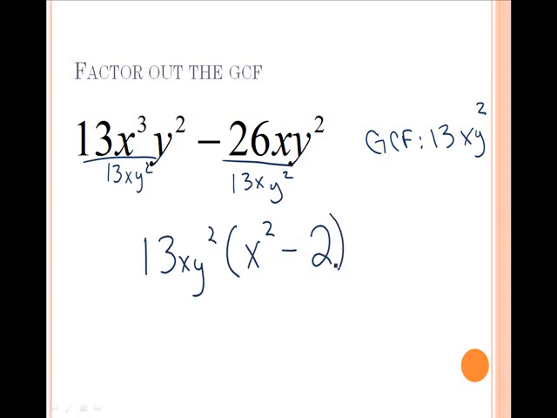Looks like we would just get x squared minus 2. And the reason it's just a minus 2 is because on the second term the x and the y squared cancel completely. 13 goes into 26 twice. So here is our final answer.